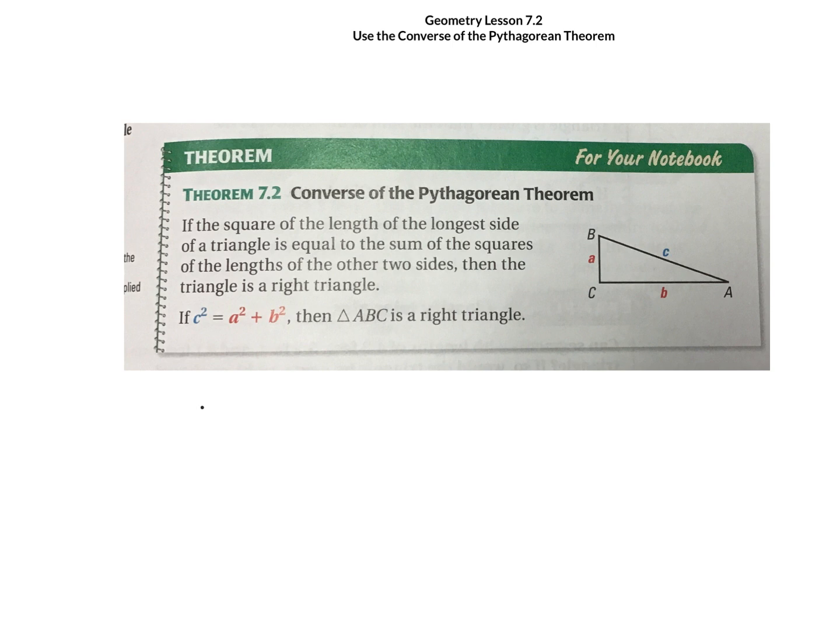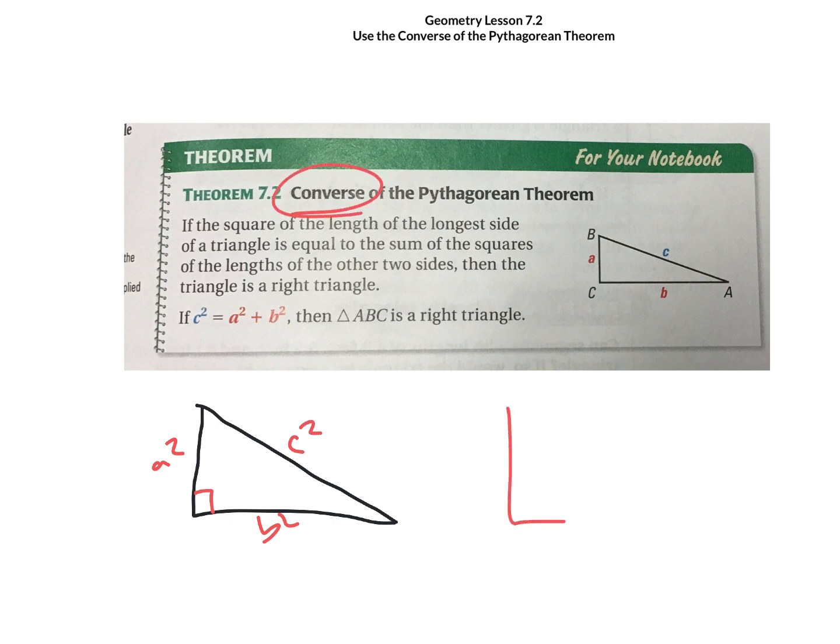Okay, anyhow. So we had a triangle. This was the Pythagorean theorem, and we knew that this was a right angle. So that's how we knew that a squared plus b squared equals c squared. What the converse is saying is, if I have a triangle, and I can prove that a squared plus b squared equals c squared, then I know this is a right triangle. Beforehand, we knew it was. Now we're proving it is. So converse is basically the opposite.